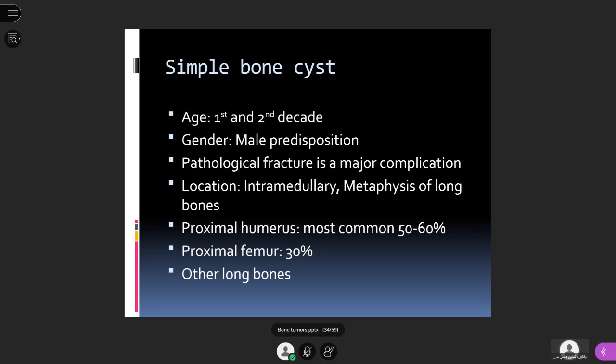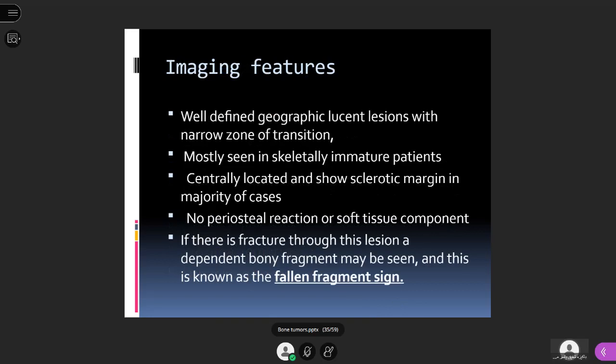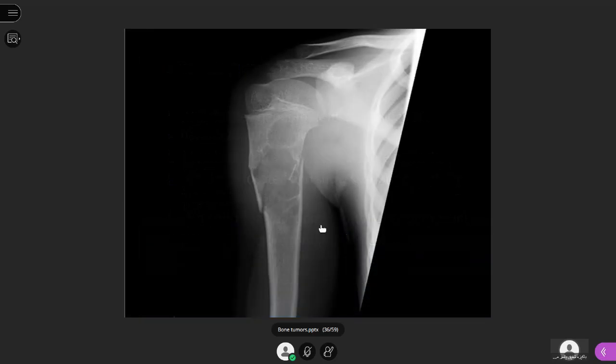Location is intramedullary, metaphysis of long bones, they are most commonly affected. Since it is benign, and especially the proximal humerus, more than 50 to 60% of the cases are from the proximal part of the humerus. So what are the imaging features? Imaging features are, so this is an X-ray of the humerus, and if you can see the epiphysis here, it's not fused. That means again you are dealing with a patient whose age is less than 20 years.